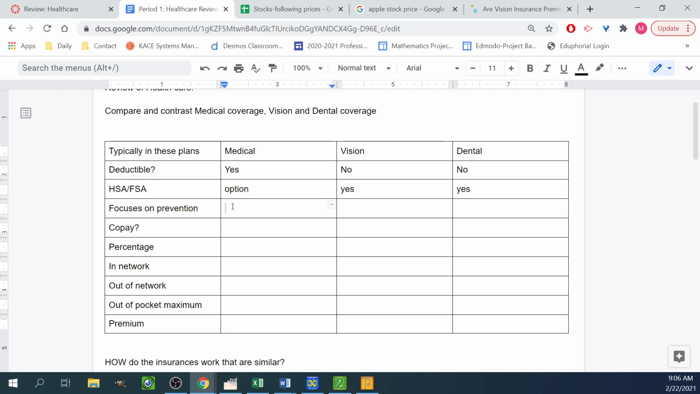Which one of these focuses the most on prevention? Okay, I'll let you guys figure that out.